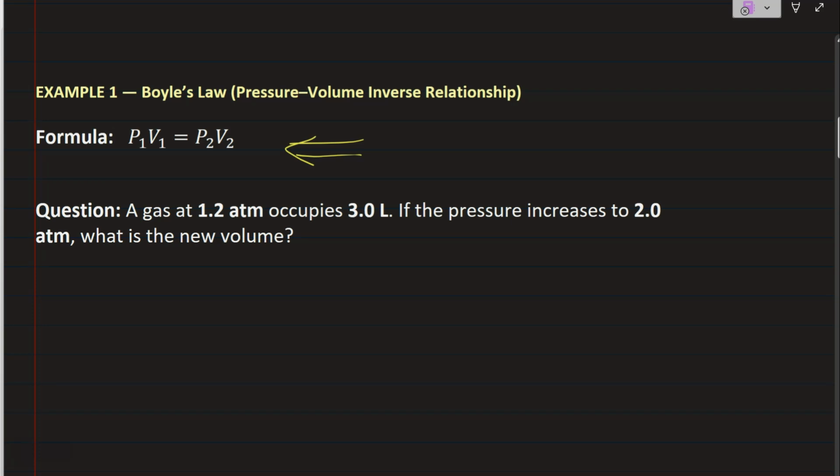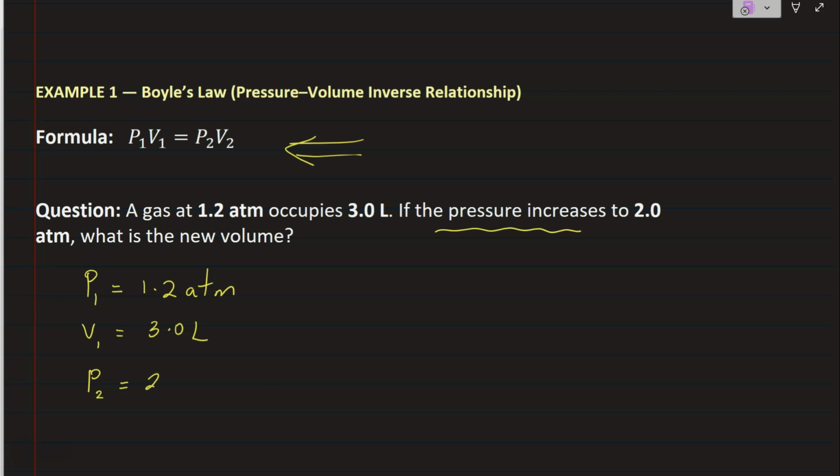The unit of volume is liter, and the pressure is again either atmosphere or kilopascal. Make sure that the units are consistent. Okay, let's start with what we do have. We have P1, and the pressure increases. So now the pressure increases to 2.0 atmosphere. We want to know the new volume, V2.